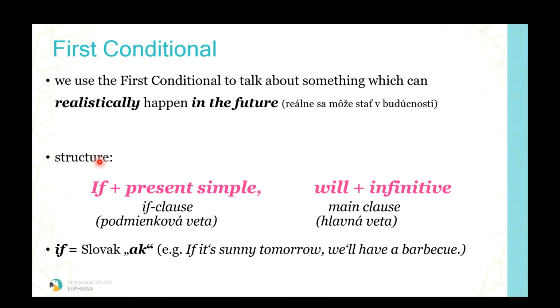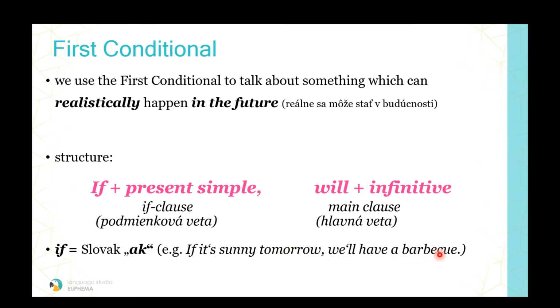The structure of the first conditional is if and present simple in the if clause, and will and infinitive in the main clause. The word if means ak in Slovak, and here is an example sentence. If it's sunny tomorrow, we'll have a barbecue. So, the if clause with if and present simple, so it is, if it is sunny tomorrow.